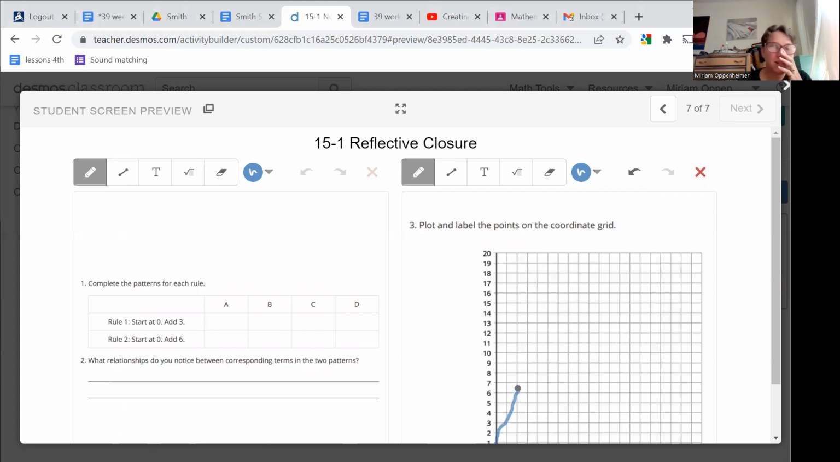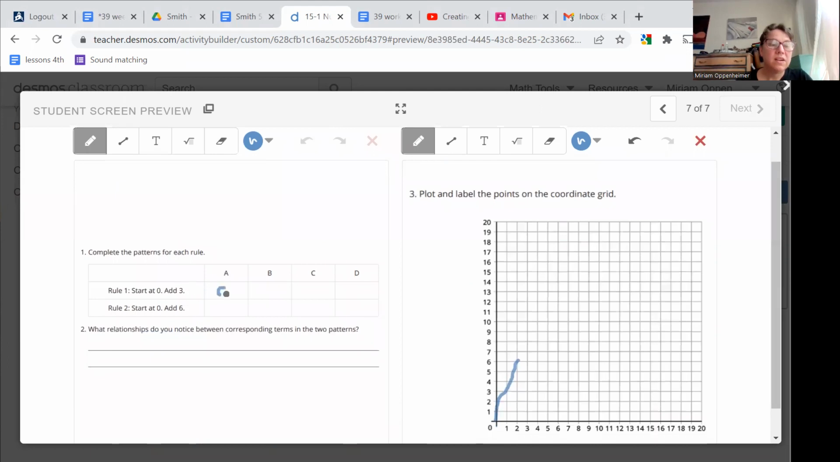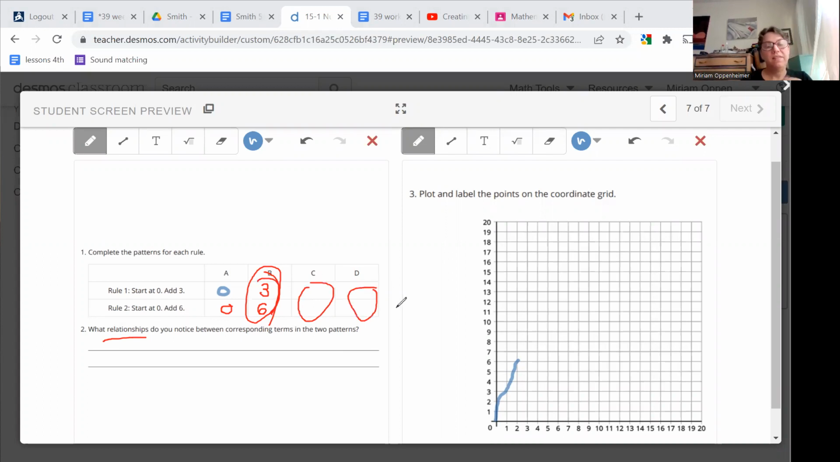Okay, so you see, I already started this one for you. And what we're doing is we're going to keep doing the thing, start at 0, and then add 3 every time. So this one's going to be 3 plus 3 plus 3. But this one starts at 0, and then we add 6, and then plus 6, plus 6. And then we say, what's the relationship between these and this and these two? Finally, see, I already started this for you. We're going to put these on the coordinate grid. This is why we're doing this. This is what we're studying.